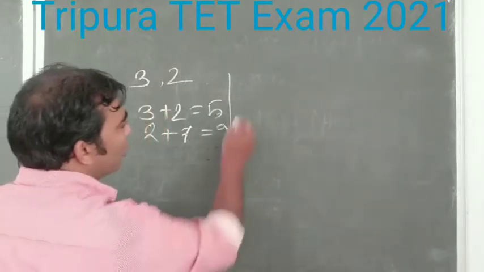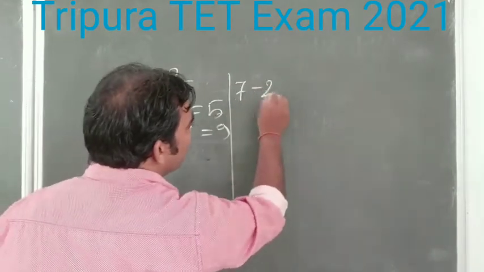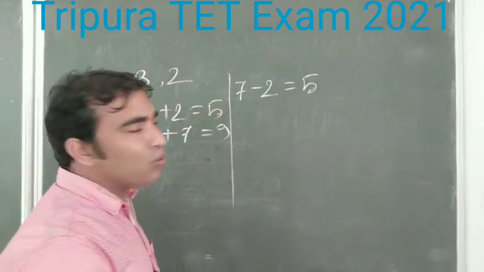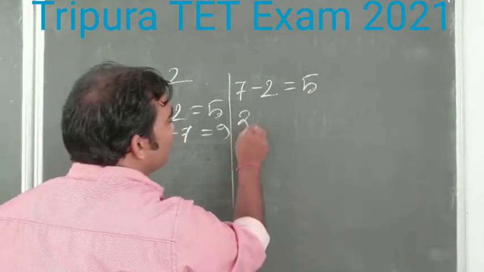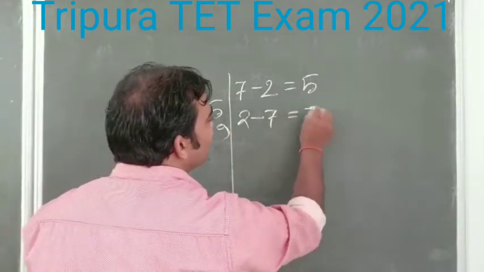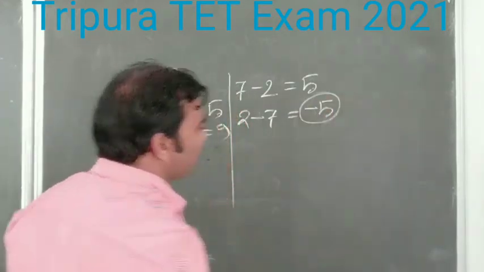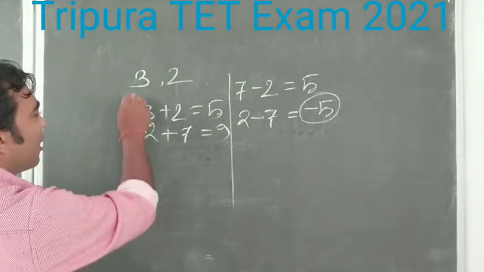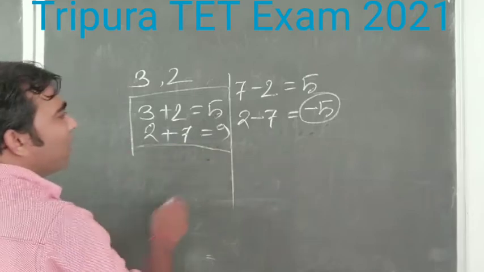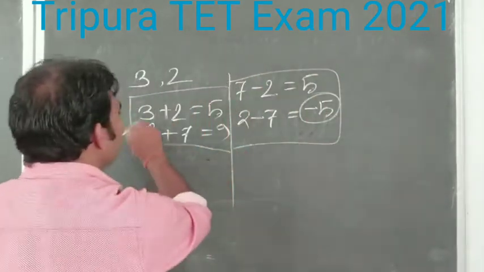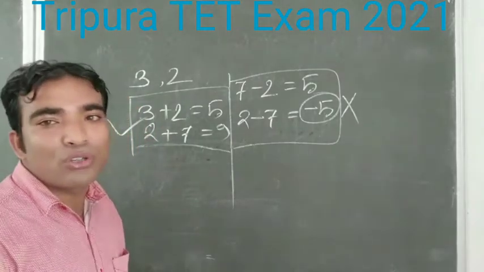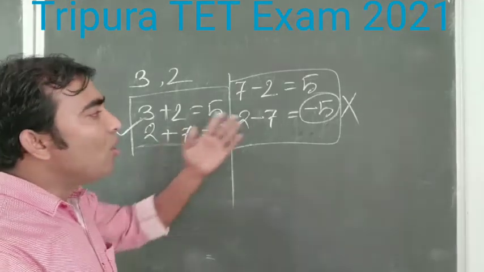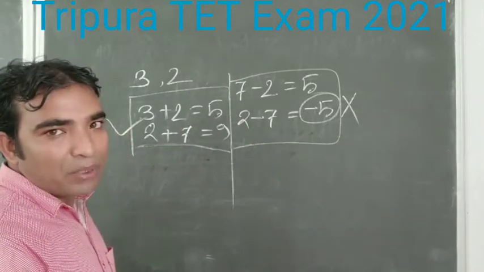But in case of subtraction, what happens? 7 minus 2 is 5. We are getting a natural number. When two natural numbers are subtracted, we are getting a natural number. But if we do 2 minus 7, what will we get? It is minus 5, which is not a natural number. Therefore, we can say that natural numbers are closed under addition, but natural numbers are not closed under subtraction. Similarly, whole numbers are closed under addition. Whole numbers are not closed under subtraction.